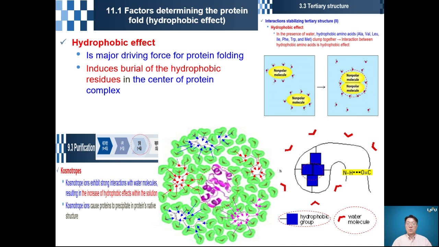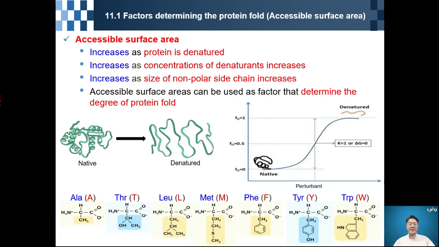So, once again, the second factor determining protein folding is the hydrophobic effect. This effect is a major driving force for protein folding, and also it can induce the barrier of the hydrophobic residue in the center of a protein complex. So in this slide, I will explain the third factor determining the protein fold.